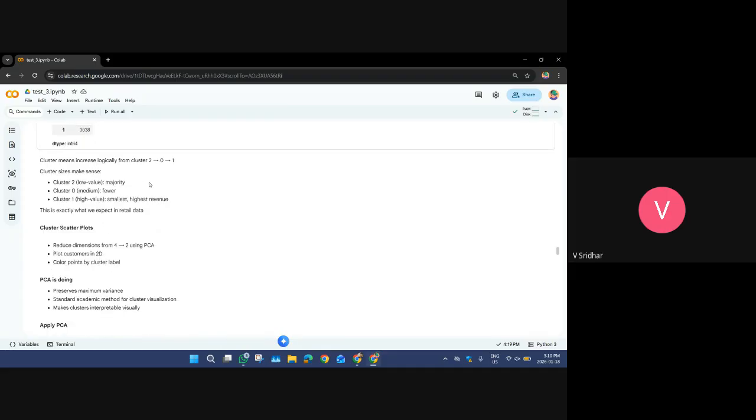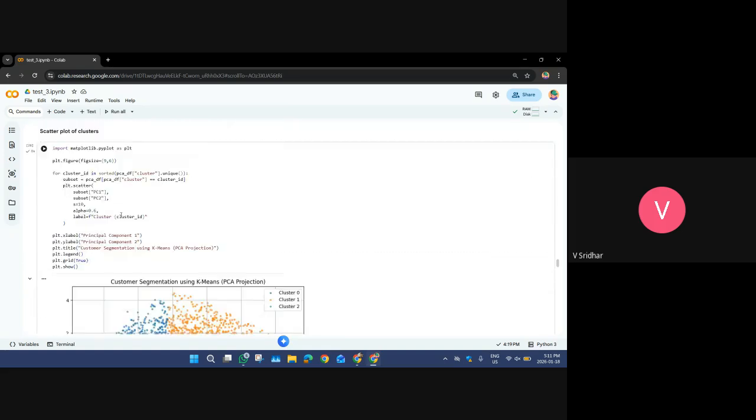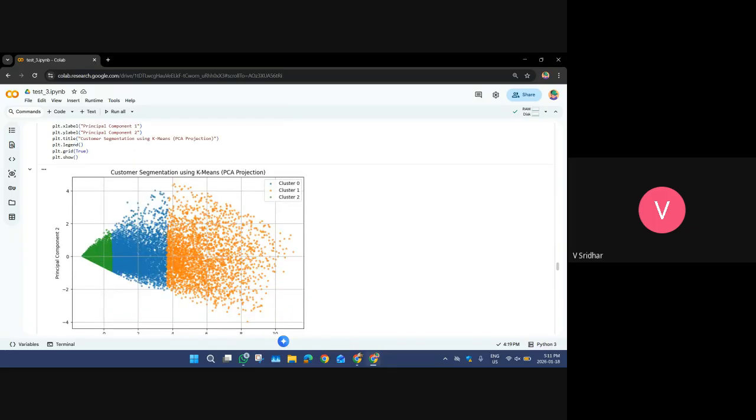And moving on to the PCA visualization. Next, I use PCA to reduce the customer features from 4 dimensions to 2 dimensions, only for visualization. PCA preserves maximum variance, so it's a standard method to make clusters visually interpretable. The explained variance ratio shows that most information is captured in the first 2 components, and the scatter plot displays each customer as a point colored by cluster, helping us visually verify the separations. Here we can see clearly all the 3 separations.